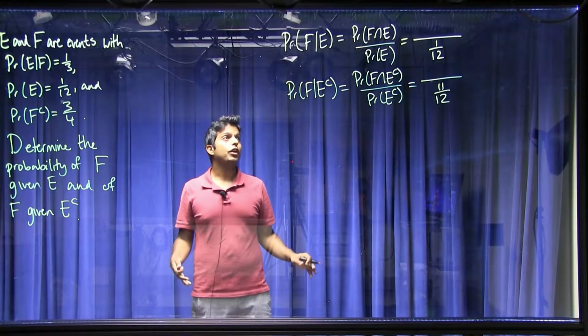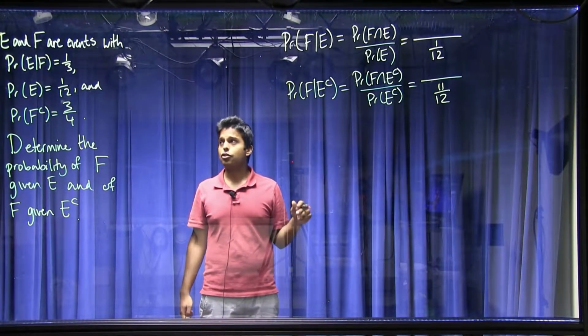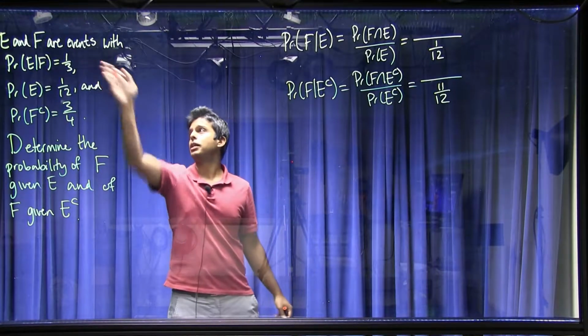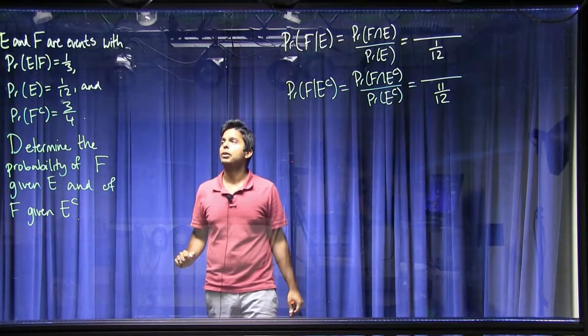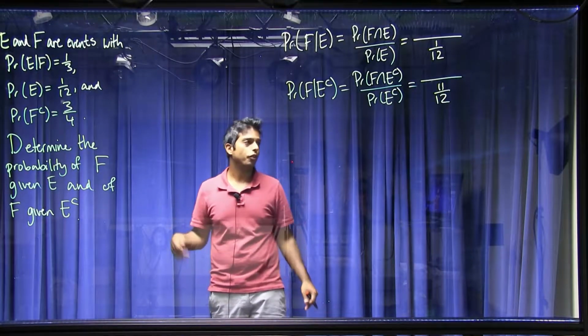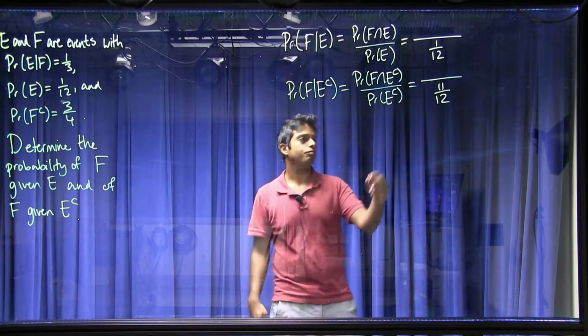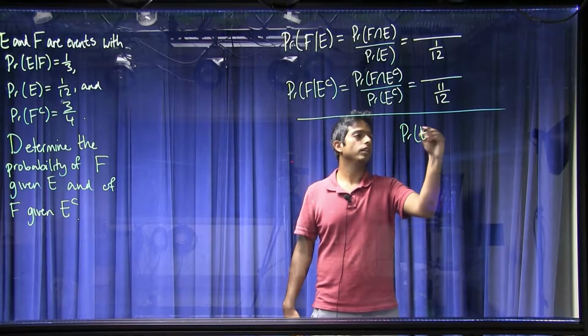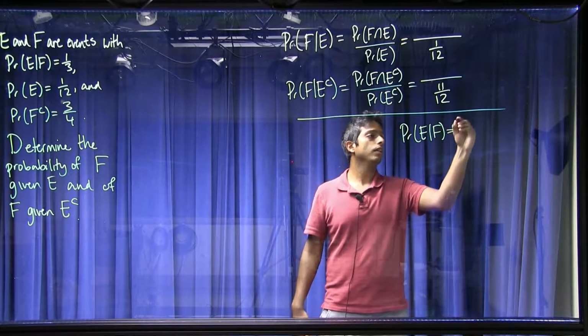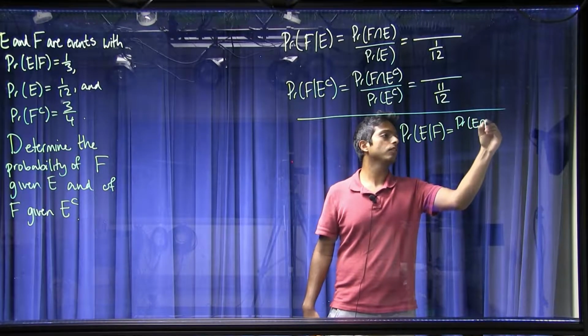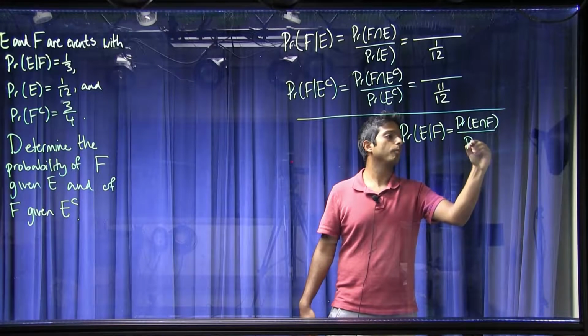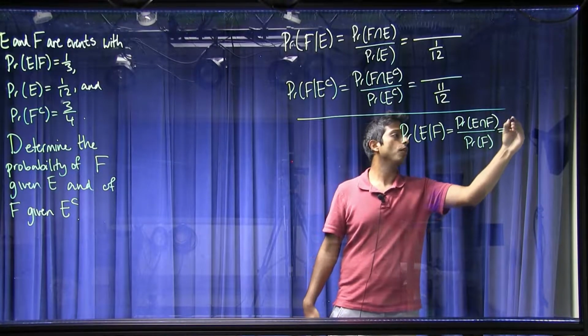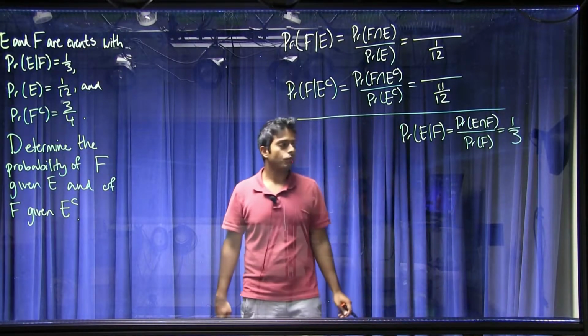Alright, so now we need to figure out the numerators. And to do that, we're going to have to use this other piece of information right here. We know that the probability of E given F is 1/3. So let's work with that. The probability of E given F, remember, is the probability of E intersect F divided by the probability of F, and we know that that is 1/3.